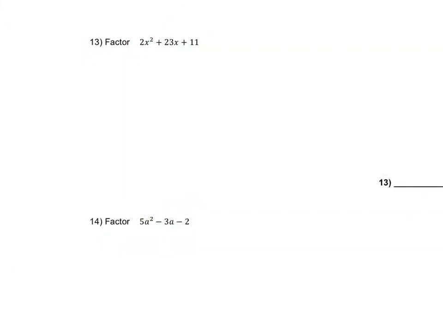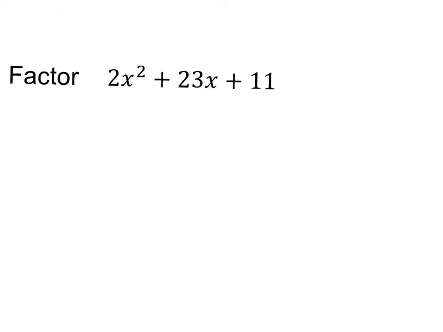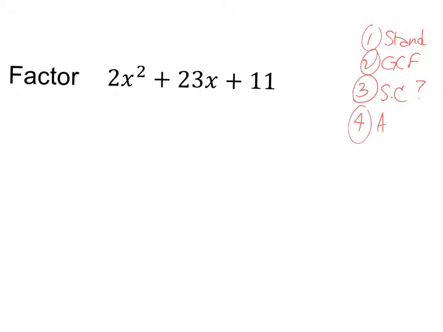Let's look at number 13. It asks me to factor. I ask myself the steps. Is it in standard form? Yes, it is. Is there a GCF? No, there's not. Is it a special case? No, because the square root of 11 is not a perfect square. So then it's product of AC, sum of B.